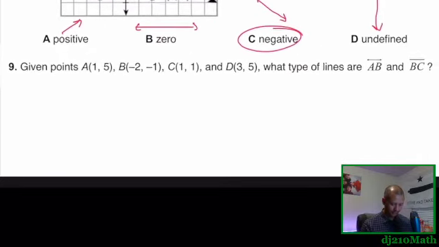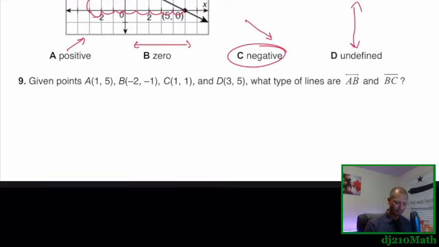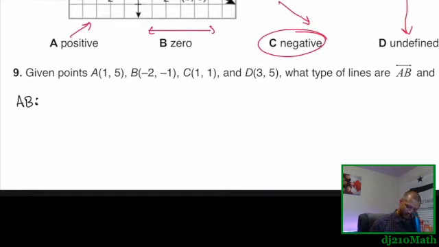Okay. Number 9. Given these 4 points, what type of lines are AB and BC? Okay, so we're going to have to find the slope here. We're going to have to find the slope of AB. So AB, that's what I'm going to work first. Again, x1, y1, x2, y2, AB. I'm going to find the slope. So this is going to be, again, y2 minus y1 over x2 minus x1.